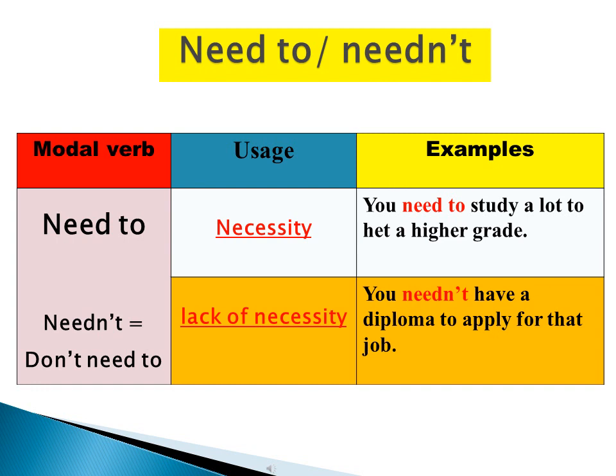Next example. You needn't have a diploma to apply for that job. So here it's lack of necessity. You needn't. We can also use, instead of needn't, don't need to. So needn't or don't need to can be used with the same meaning and the same use.